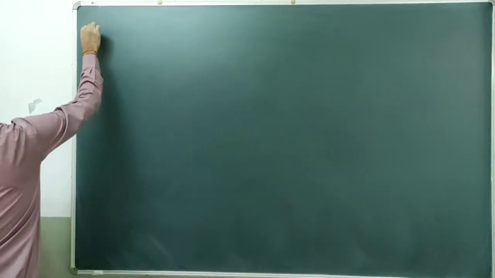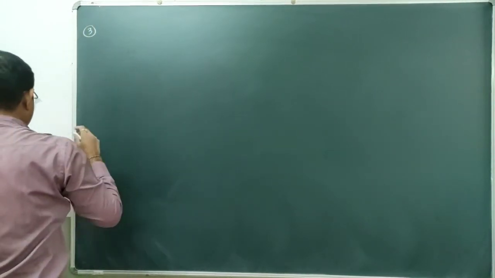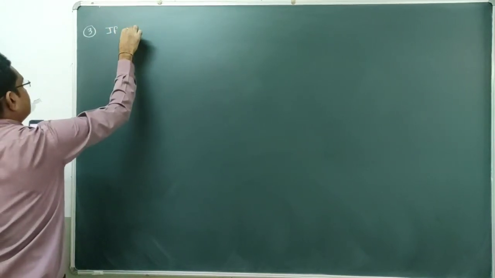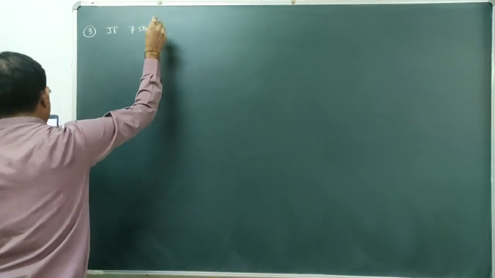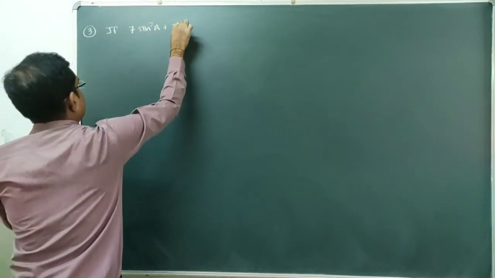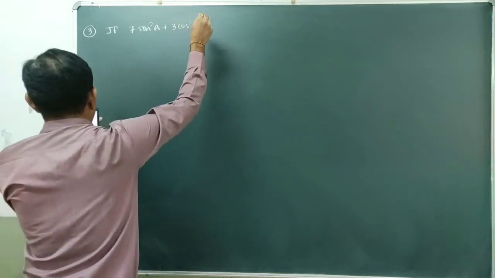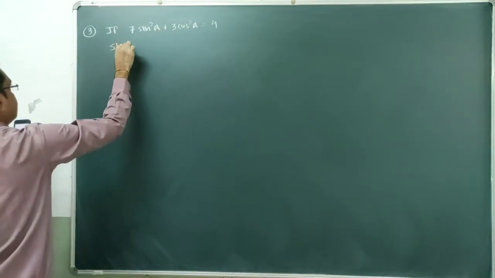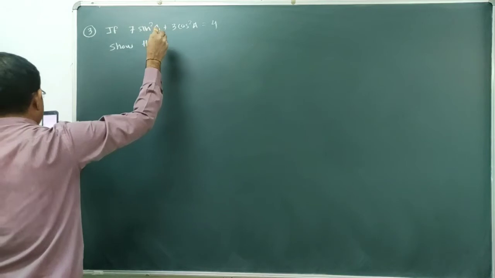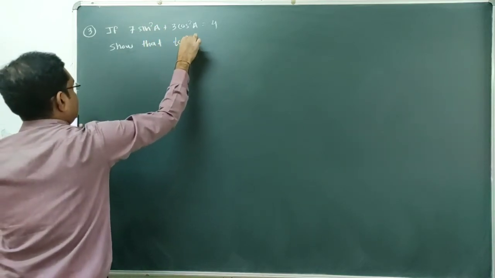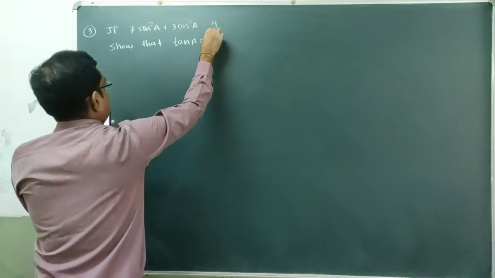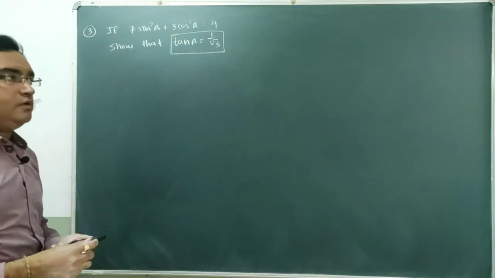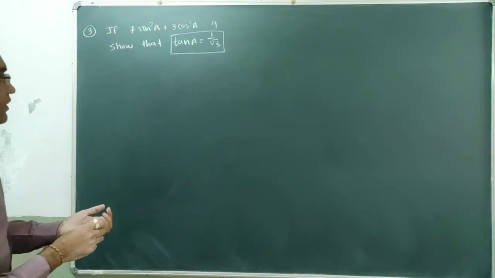Okay students, question number 3. If 7 sin square a plus 3 cos square a equal to 4, this is given, show that the value of tan a is 1 upon root 3. This we have to prove. The value of tan a is 1 upon root 3 is our objective that we have to prove.